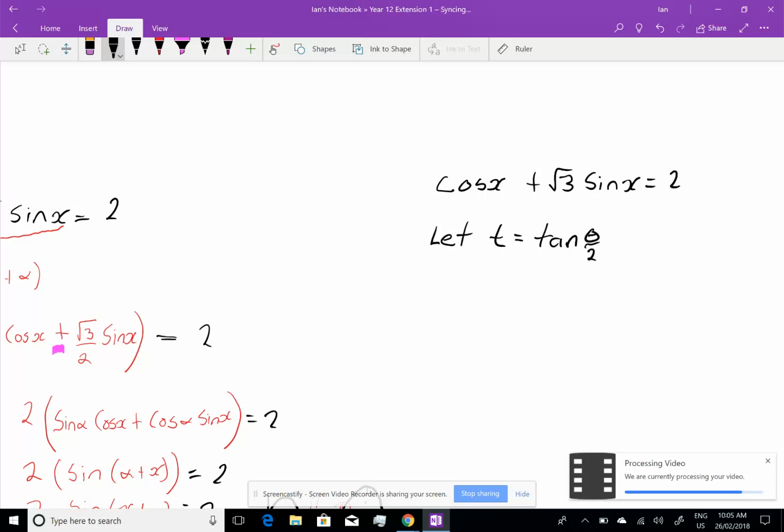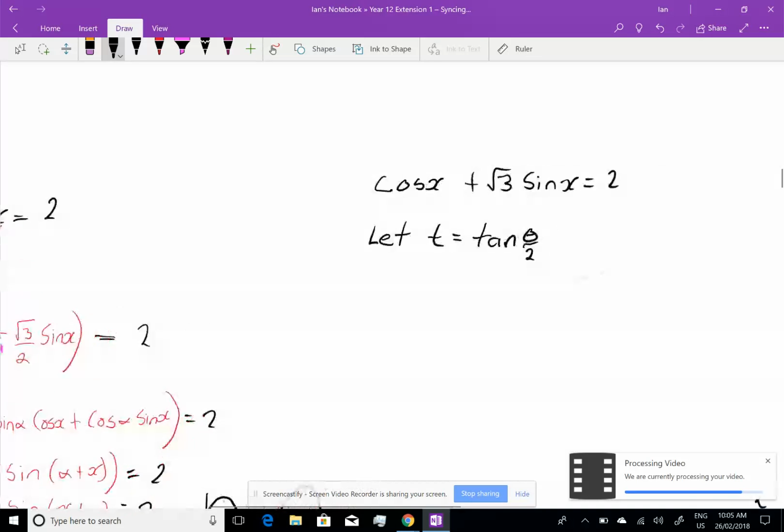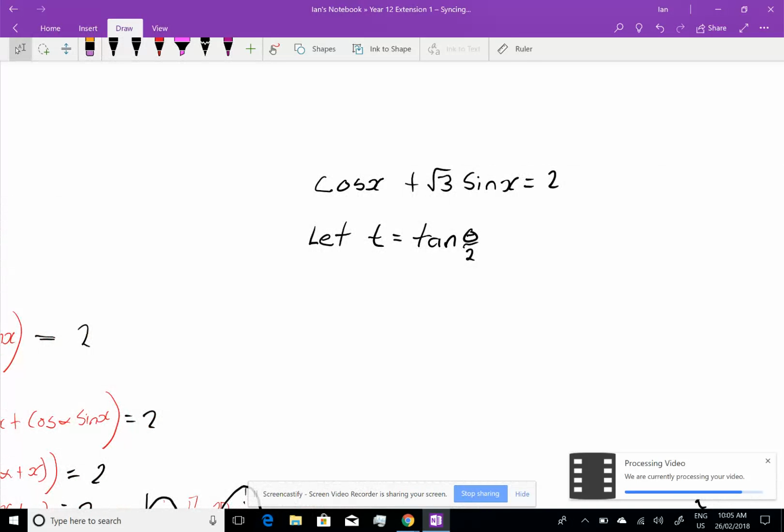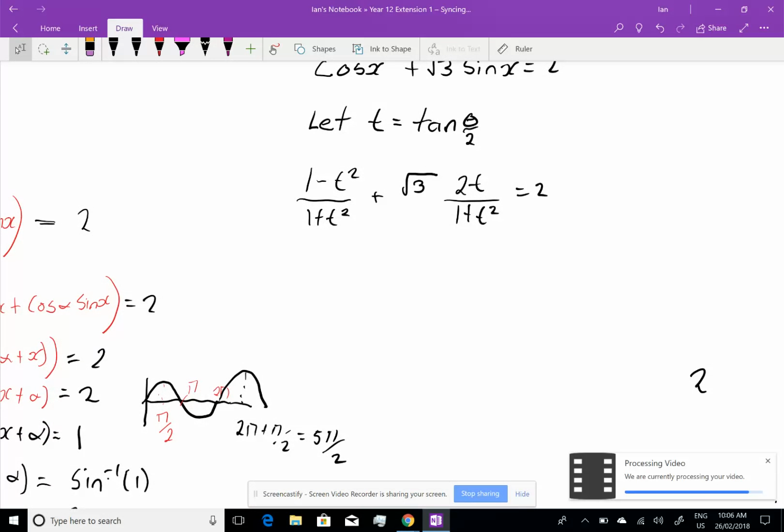Now, they give you the formulas, and I've shown you where they come from, but we can go over that another time. They say cos theta in terms of t is 1 minus t squared on 1 plus t squared, plus root 3 times sine theta, which is 2t on 1 plus t squared, which equals 2. So, first thing, let's multiply both sides by 1 plus t squared.